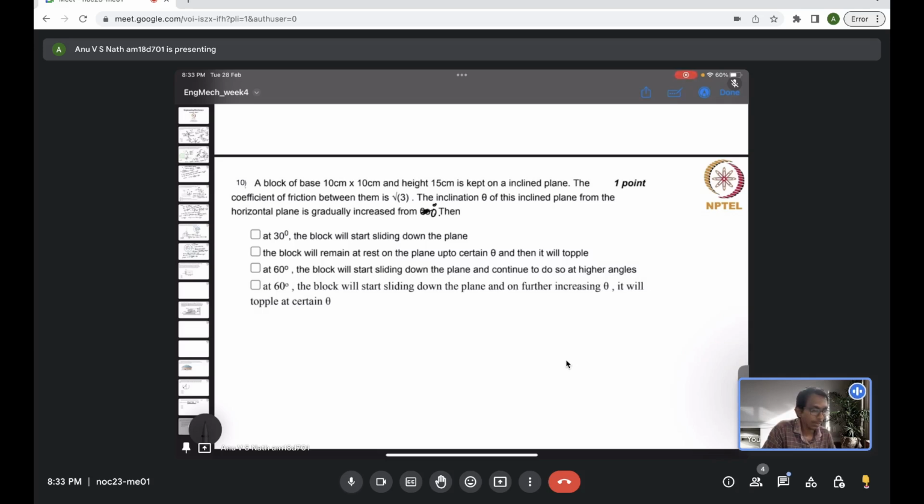So what do you think will happen, or what are the things expected to happen? I think you understand the situation. We have the block at an angle theta. So we are increasing the theta value gradually from 0 upwards. So what will happen to this? So any idea?